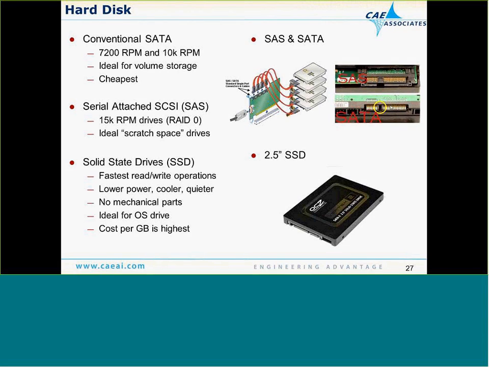Generally speaking, there are 3 conventional choices for building your computer in terms of storage space. You can go the conventional SATA configuration, pretty standard now, 7200 or 10K RPM drives. These are ideal for mass storage, and they're the cheapest per terabyte, if you will. Another option is serial attached SCSI, or SAS, drives that are upwards of 15K RPM drives. These are ideal scratch space drives. I'll get back to this in a second, exactly what I mean.